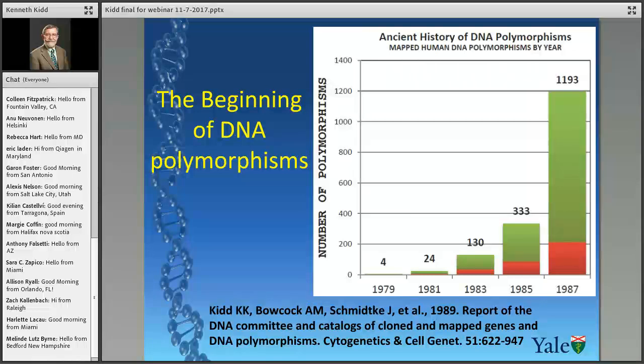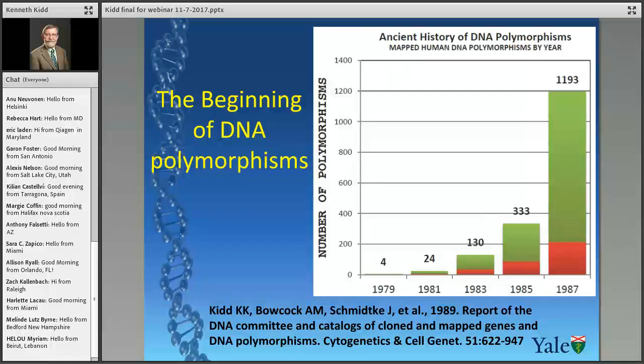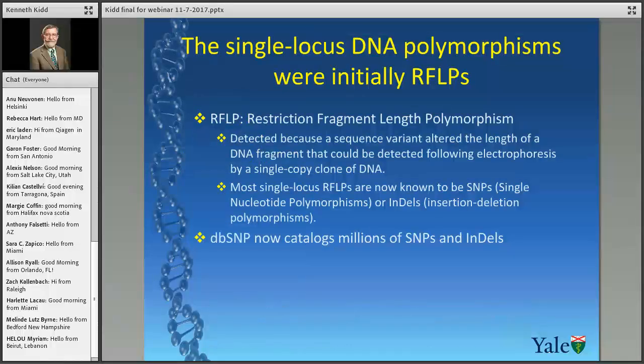In green are those that were anonymous. We had no idea where they were. Well, we knew what chromosomes, but no idea what they were related to. Only a few here in red are those related to genes.